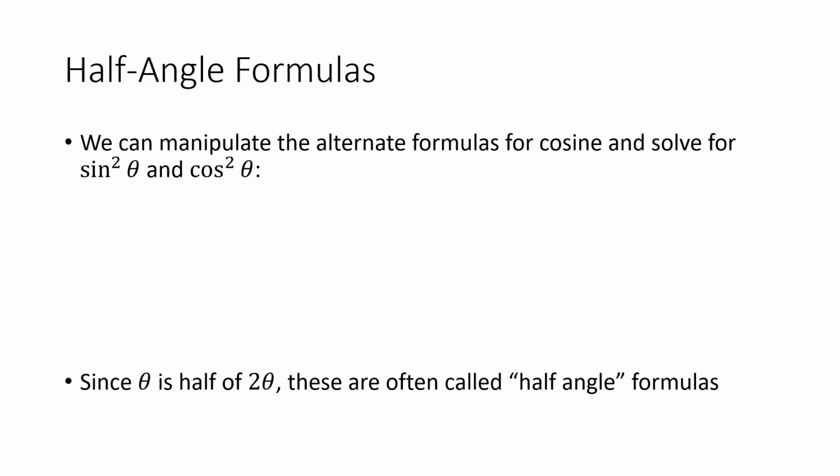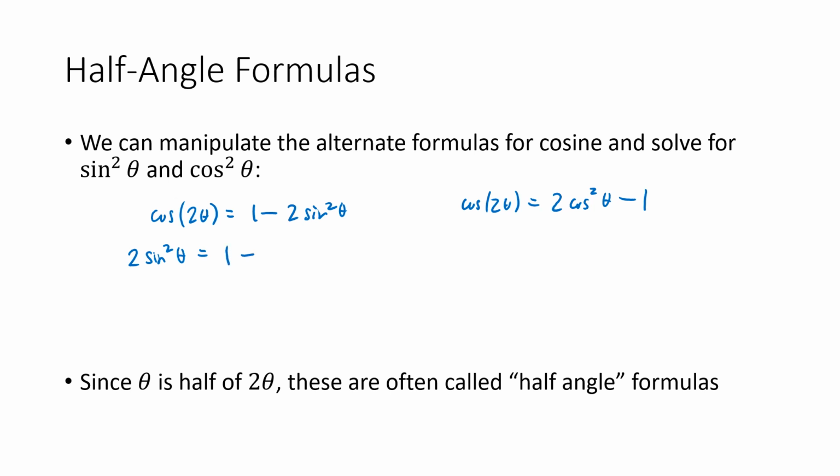Something else that we can do with the cosine of the double angle is we can actually take those alternate formulas that we found and solve them for the sine squared or the cosine squared. So recall that we had cosine of 2 theta is 1 minus 2 sine squared theta. We also had cosine of 2 theta was equal to 2 cosine squared theta minus 1. So on the left-hand side, if I want to solve that for sine squared, what I can do is add 2 sine squared theta to both sides, subtract cosine 2 theta from both sides, and then multiply both sides by 1/2. So that gets me sine squared of theta is 1/2 times 1 minus cosine of 2 theta.